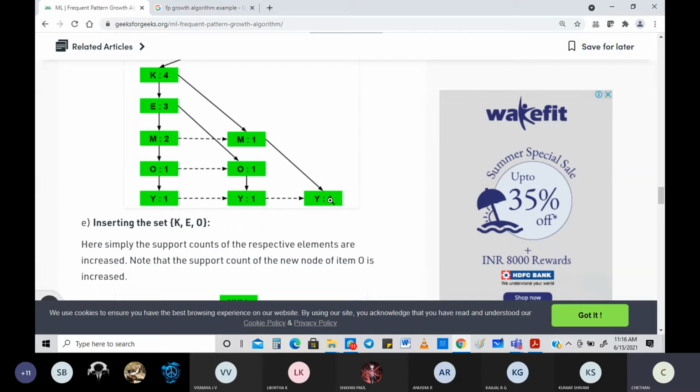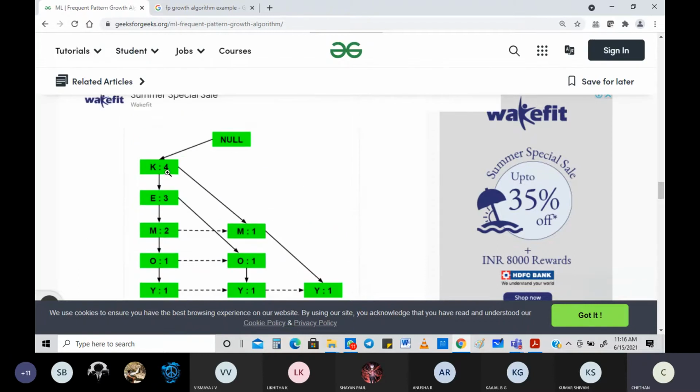Creating extra nodes. Where you create extra nodes, then you are going to insert the next one, KEO. Now you see this K is here, E is here, O will be coming right here. So from E you need to go to O. Is there a path? Yes, there is a path already. You can check here very clearly that from K, E, O there is already a path.